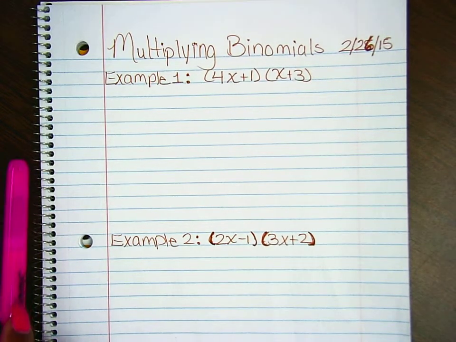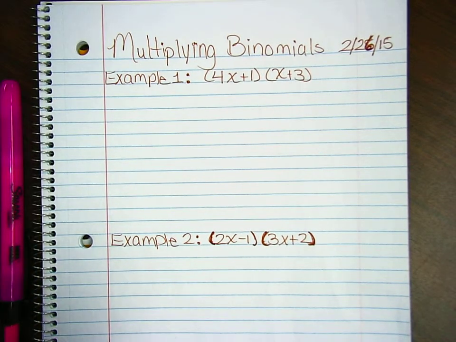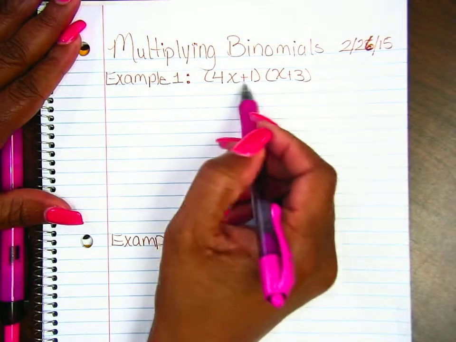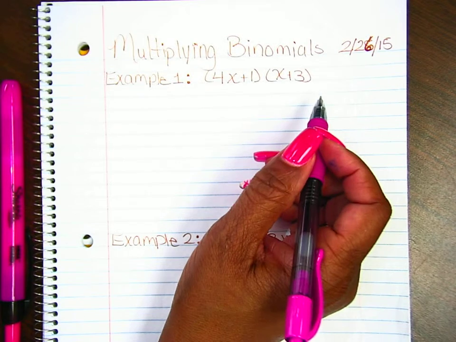This is what I want to do. I'm going to try to do it a little different. I saw a student doing it this way, and I sort of liked it, so I'm going to try his method. Here we have a binomial 4x plus 1 times x plus 3.